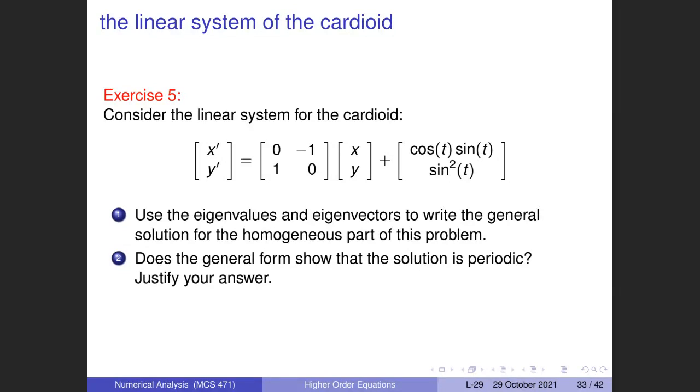Let's look again at the cardioid, and look at the homogeneous form. If you compute the eigenvalues and the eigenvectors, is this indicating that the solution is periodic or not? So write down the general form of the solution, computing the eigenvalues and the eigenvectors. We have done this already numerous times with the linear algebra module.